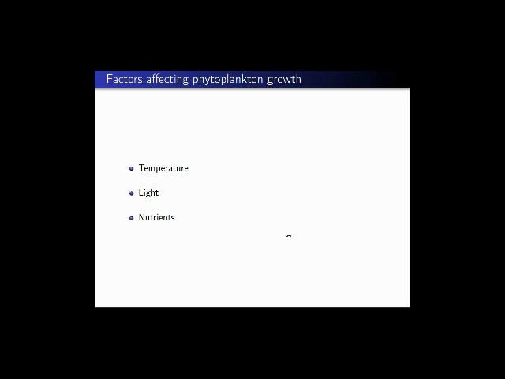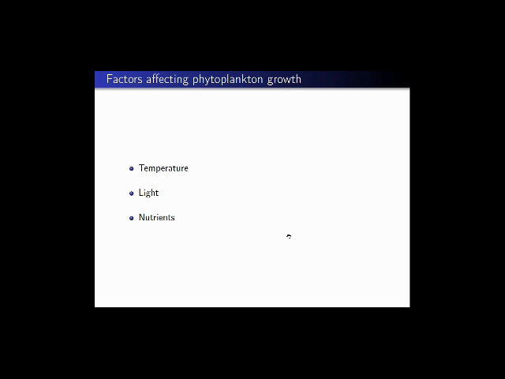The second factor is light. Because they photosynthesize, they need light to do so. And in the ocean, we have what is called a mixed layer. The mixed layer is a surface layer of the ocean that gets mixed up by the wind. As the surface layer gets mixed, phytoplankton move up and down, and this affects the amount of light they receive. So if we have a deep mixed layer, phytoplankton will receive less light.